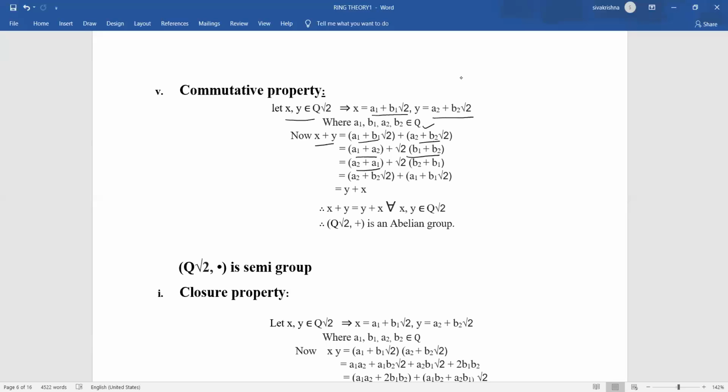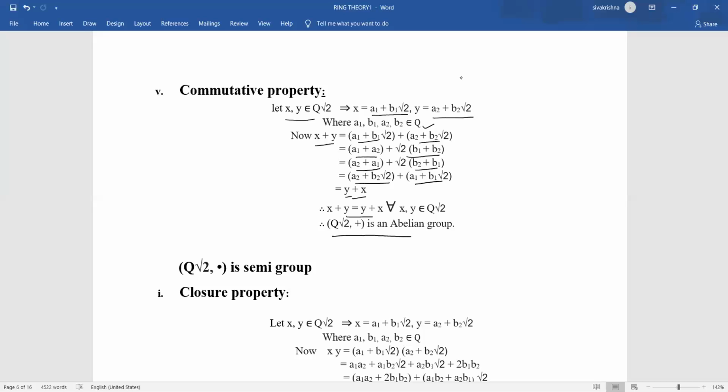Similarly, b1 plus b2 can be written as b2 plus b1. And if you separate these two terms, we get a2 plus b2 root 2 and a1 plus b1 root 2. So this is y and this is x. Therefore, we get y plus x. I considered x plus y and have proved y plus x. This is the commutative property with respect to addition. Therefore, I have proved all the conditions of an abelian group. Therefore, we can say that (Q root 2, plus) is an abelian group.